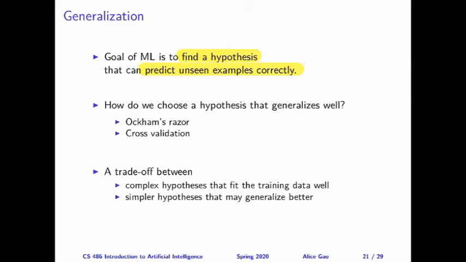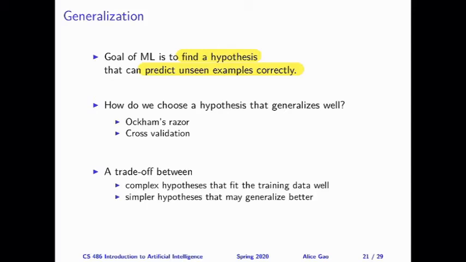Right? And you might be wondering, how is this possible? Well, usually the training examples and the unseen examples have some relationship. Maybe they're drawn from the same distribution. So given their relationship, we can have some hope that if we learn something from the training examples, we can use that to predict the unseen examples well. So if a hypothesis can do this, can predict unseen examples correctly, then we say that the hypothesis generalizes well. This goal makes machine learning really difficult, but also very exciting.